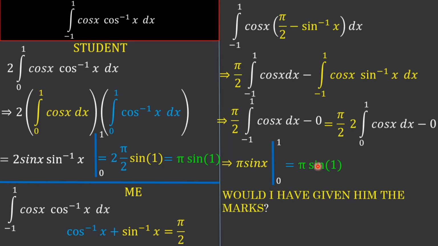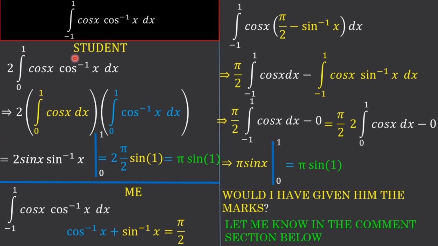So guys, based on your judgment, would I have given him the mark? Hey guys, would I have given him the marks awarded for this particular question? So guys, let me know in the comment section below. Just put in the comment section down below if I was supposed to give him the marks, because I actually marked it wrong. I actually gave him a 0 in this particular question.